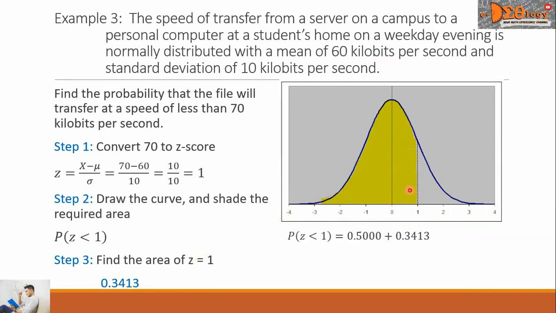So what we are going to do is to add 0.5 to this area. Now the sum is 0.8414. This is the desired area, and this is the probability.